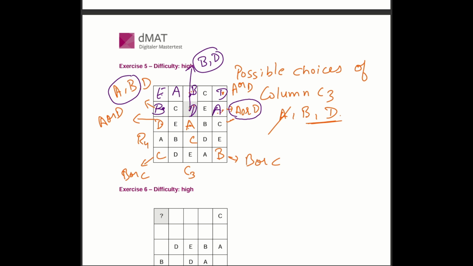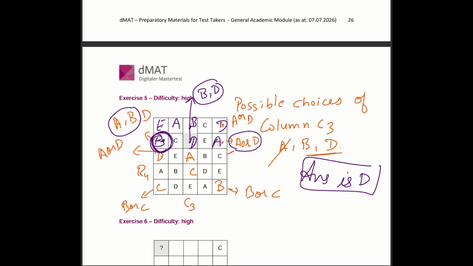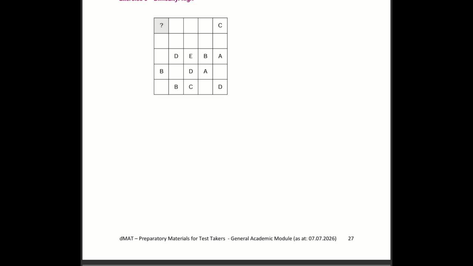So no row or column is repeating a pattern again. Sometimes you have to just make a choice. If you take D here, then it is going to clash here. So from B or D, you can just take an assumption and try to solve the question. So the answer is D. For a difficult question, you can't waste time solving again and again.